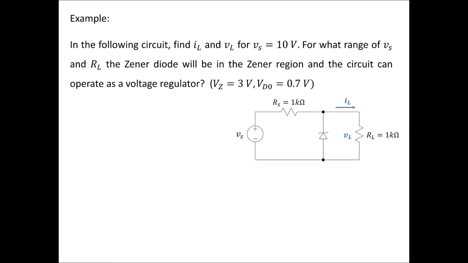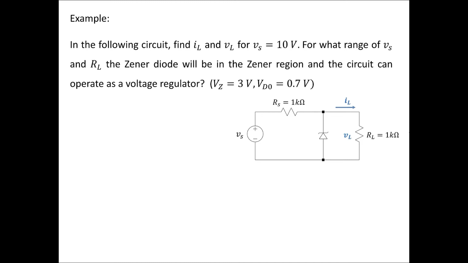This is an example of a voltage regulator circuit using a Zener diode, and in this problem we would like to find IL and VL when the input supply voltage is equal to 10 volts. We want to see for what range of VS and RL values the Zener diode is going to be in the Zener region and the circuit is going to operate as a voltage regulator.